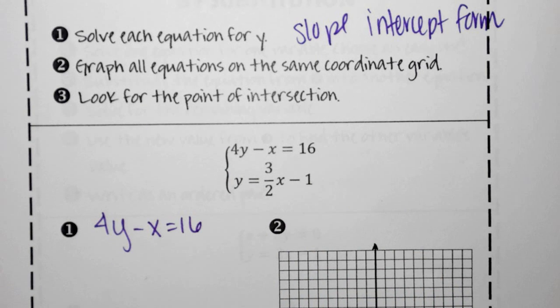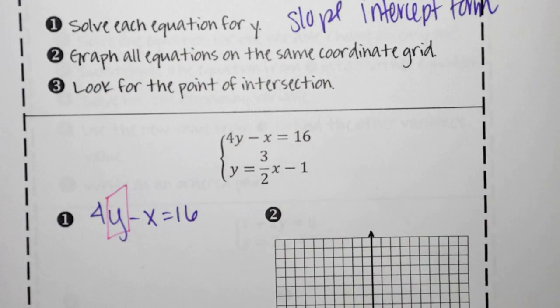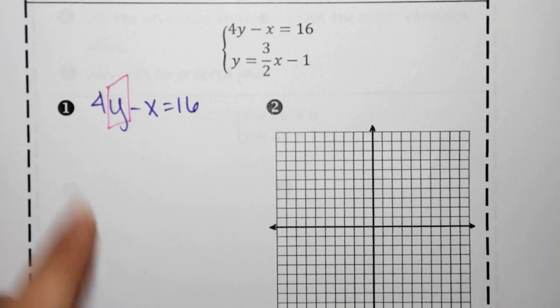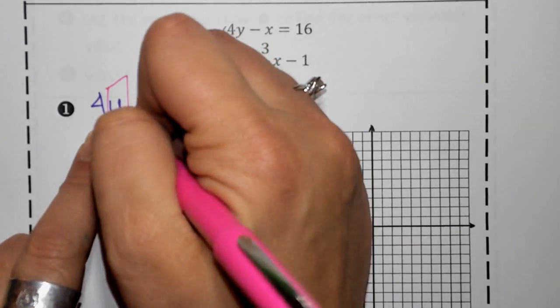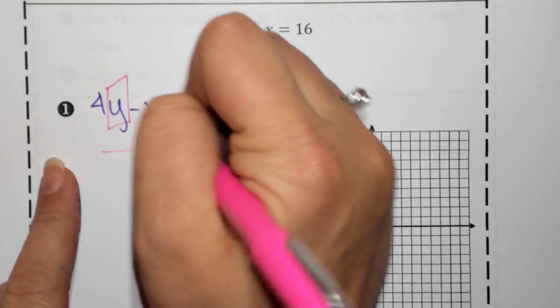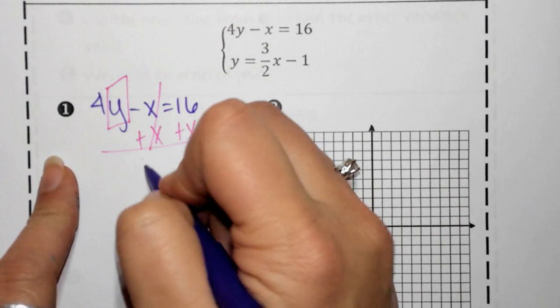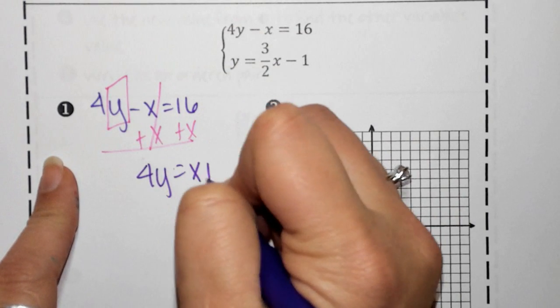Now, if you want to just watch right now so that you can go home this weekend and watch the video so you don't have to rush to write, please do that. Everybody just calm down and watch. So the first thing I'm going to do is put a box around y. I've got to get y by itself, so I'm going to add x to both sides. And I get 4y equals x plus 16.